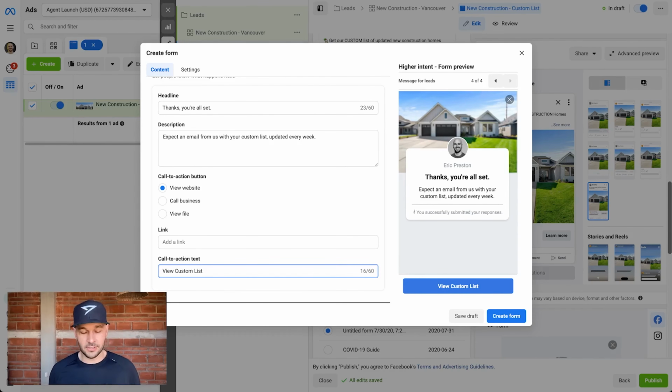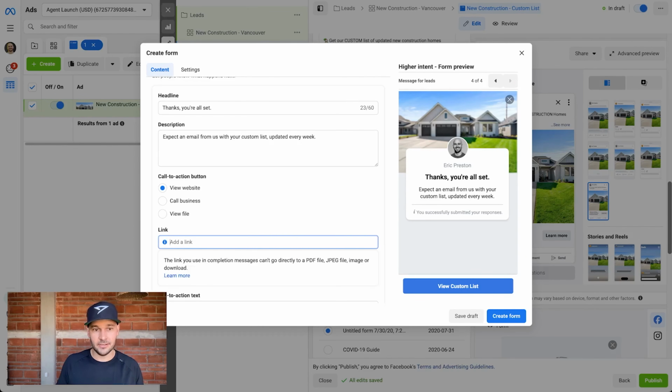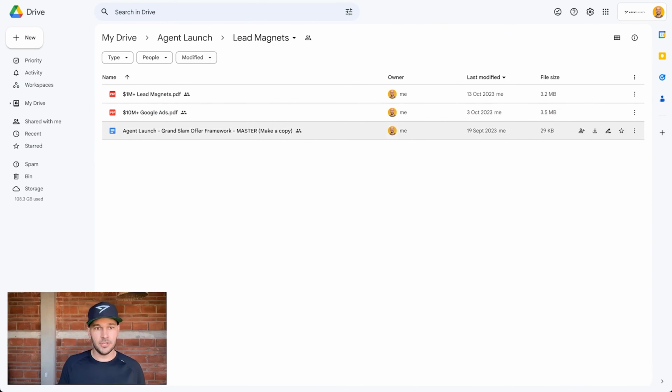But what you can do here is really interesting. When you have a file, and you'll see this file's named $10 million plus Google Ads PDF, I can take the link to this file and add it as the link in here. Now I'll just pretend this is a custom list of new construction homes. So if I upload a new file in here, called 10 million plus Google Ads, the exact same name, it will update the file and keep the link the same.